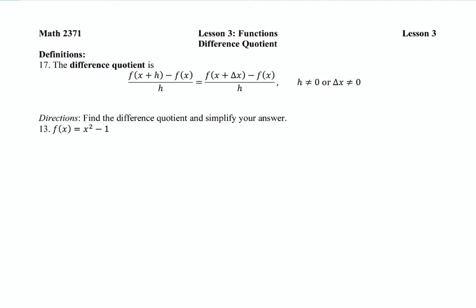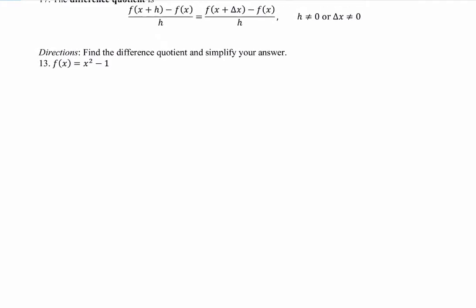Okay, welcome to difference quotient number 2. We are now going to do squares and cubics. Remember from the last time, wherever there's an x, we're going to put x plus h. Don't let it freak you out. So we want to find the difference quotient of f of x equal to x squared minus 1.